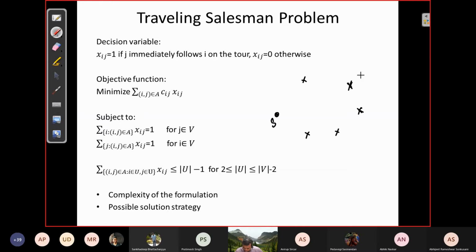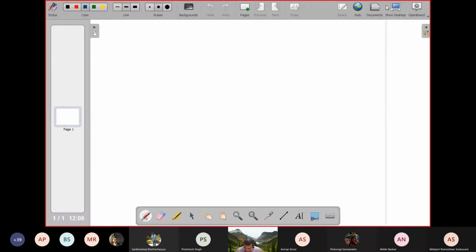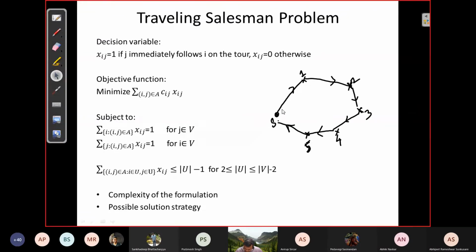Now you can see, even manually, you can figure out different feasible solutions, right? For example, this is one feasible solution, right? Someone may draw another feasible solution, say, this one. So this is another feasible solution. So likewise, you can have many such feasible solutions.